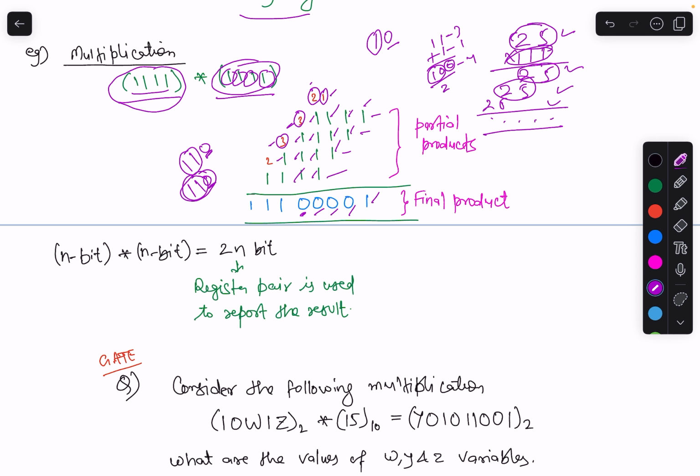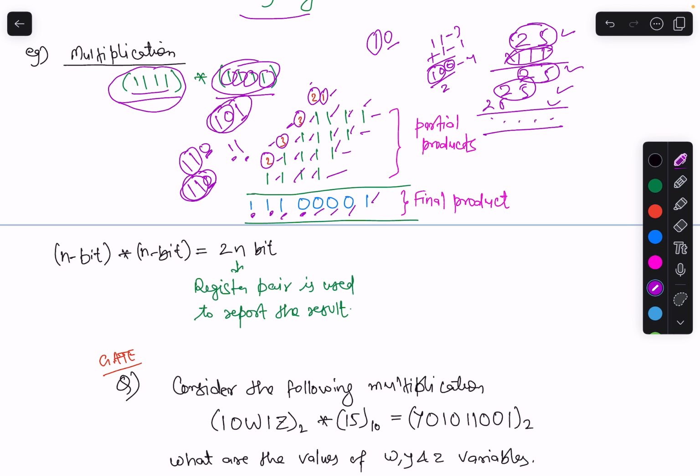Now 3 plus 1 is 4, plus 1 is 5, and 5 is nothing but 101. Now we take 1 here, and then 10 is the carry, and 10 is nothing but 2. Now 2 plus 1 is 3, and 3 is nothing but 11, we have 1 here, and this carry is here. So this is how we multiply the binary numbers.